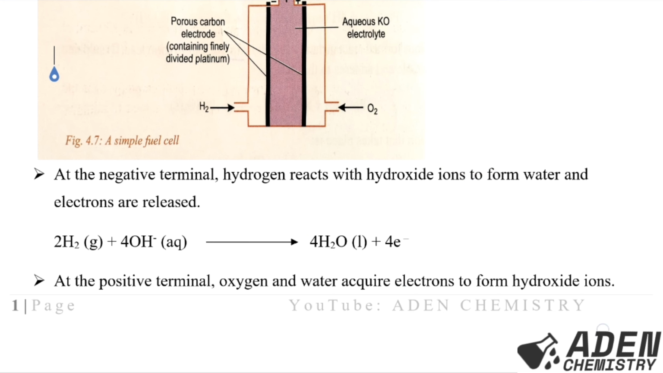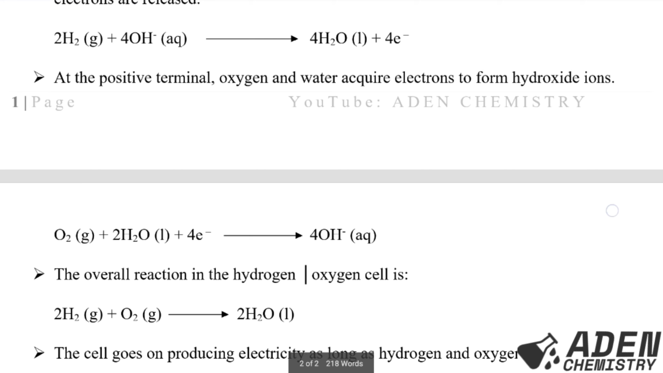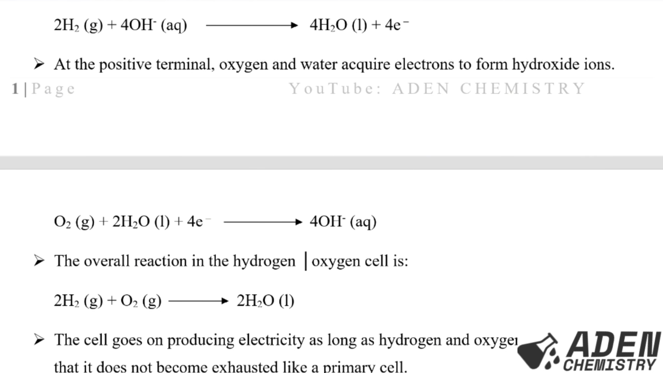We are going to go next. At the positive terminal, oxygen and water accept the 4 electrons lost from the anode to form the hydroxyl ions again. That means the hydroxyl ions are regenerated. So the equation at the cathode is oxygen gas and 2 moles of liquid water accept the 4 electrons lost from the anode to form 4 hydroxyl ions, which are in the aqueous state.